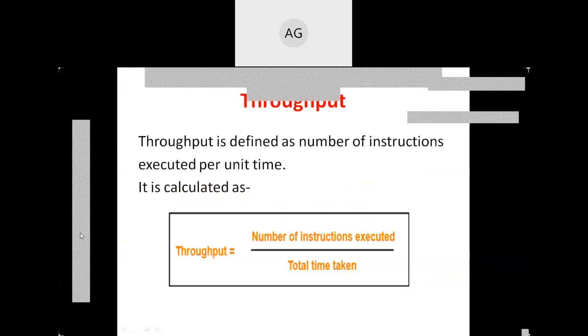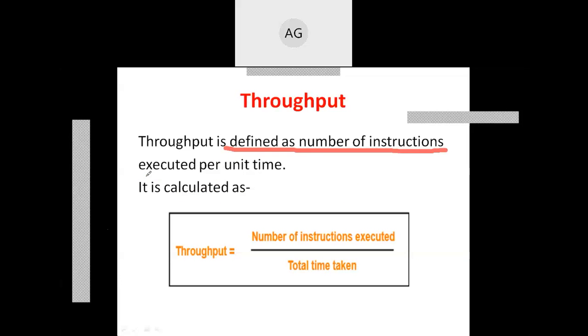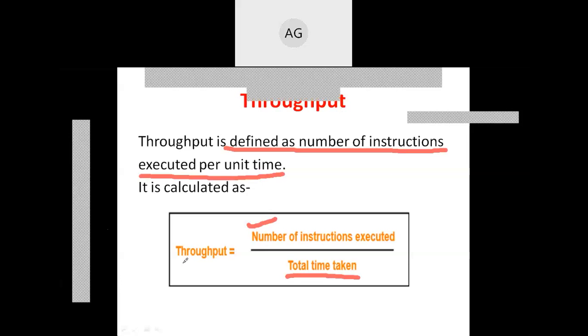Now the third parameter is throughput. Throughput is defined as the number of instructions executed per unit time. It is calculated as the number of instructions executed divided by the total time taken. So how many instructions are we going to execute in the total time? By using this we can easily calculate the throughput. You just need to remember these formulas in order to solve the numericals based on pipeline.